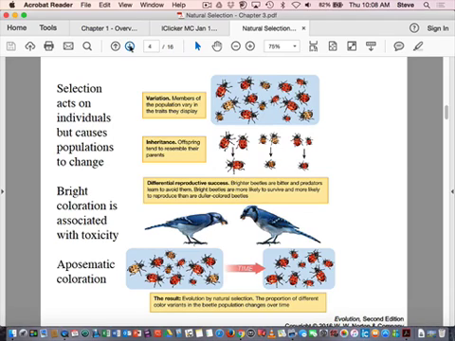Key components. Variation must be inheritable, and it has to lead to differential reproductive success, or what we call fitness, right? Phenotypes vary in the number of offspring that they pass on to future generations, and we'll be going through a lot of that. That's what we call fitness.